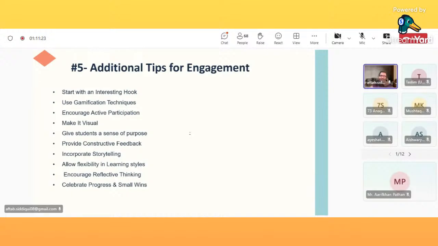For example, you can also ask some question. Let's say, what would happen if a diabetic patient mistakenly took a double insulin dose? What is going to happen if a diabetic patient has taken insulin twice? That will help the class to engage from the starting only. So begin your class with some kind of hook, some kind of engaging activity. Any case study, any thought-provoking question, any real-life pharmacy cases, anything.